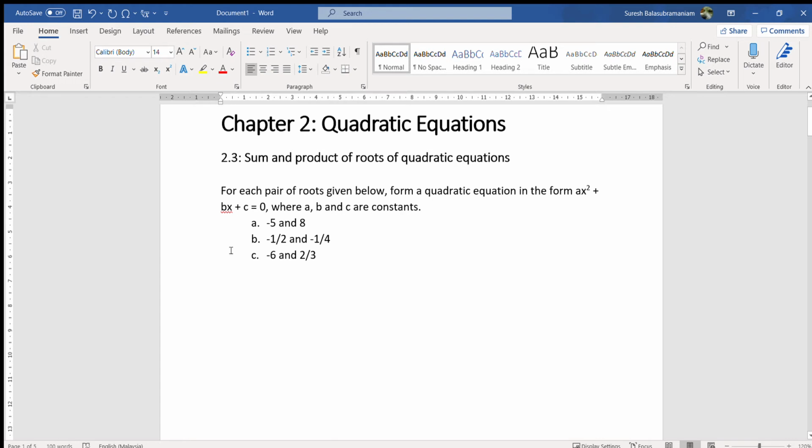Okay, the first question: for each pair of roots given below, form a quadratic equation in the form of ax squared plus bx plus c equals to 0, where a, b and c are constants. We have two roots, like for the first question a, -5 and 8, and we are asked to form a quadratic equation in this form, the standard form of a quadratic equation. So how to do that? I'll show you.